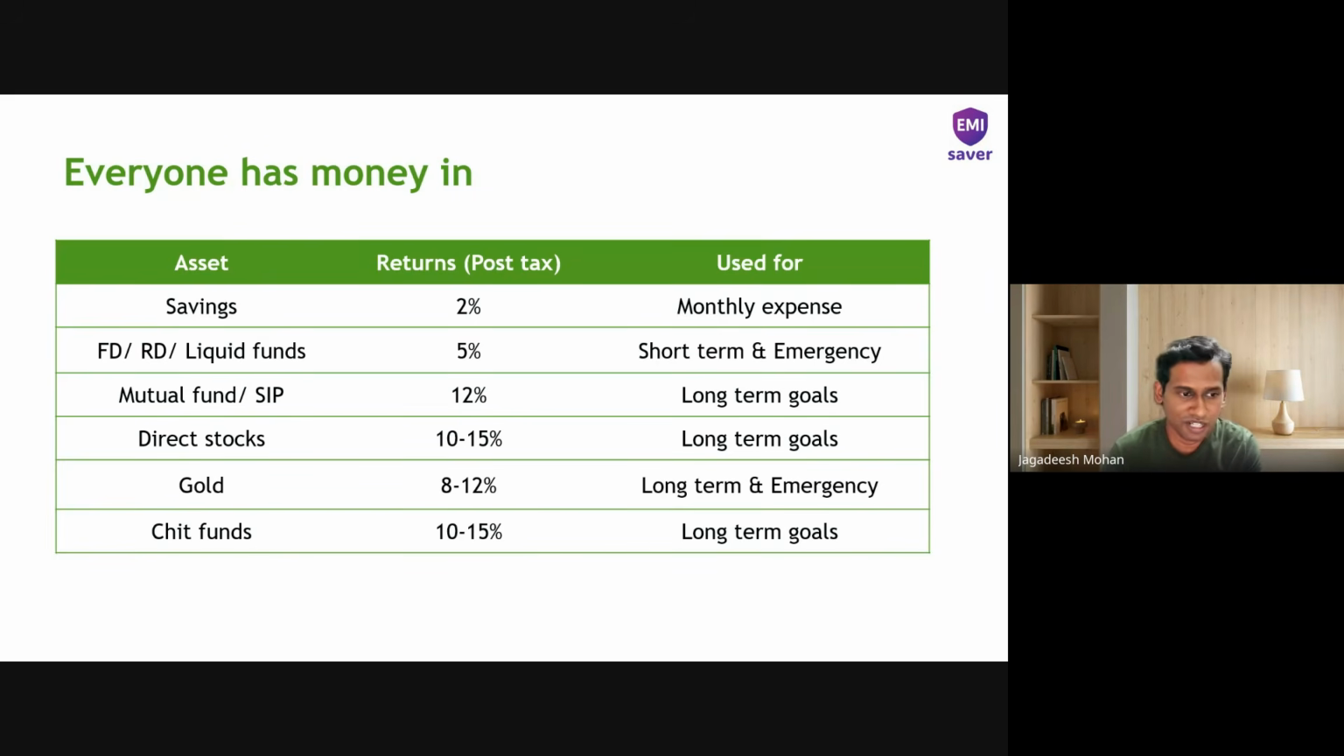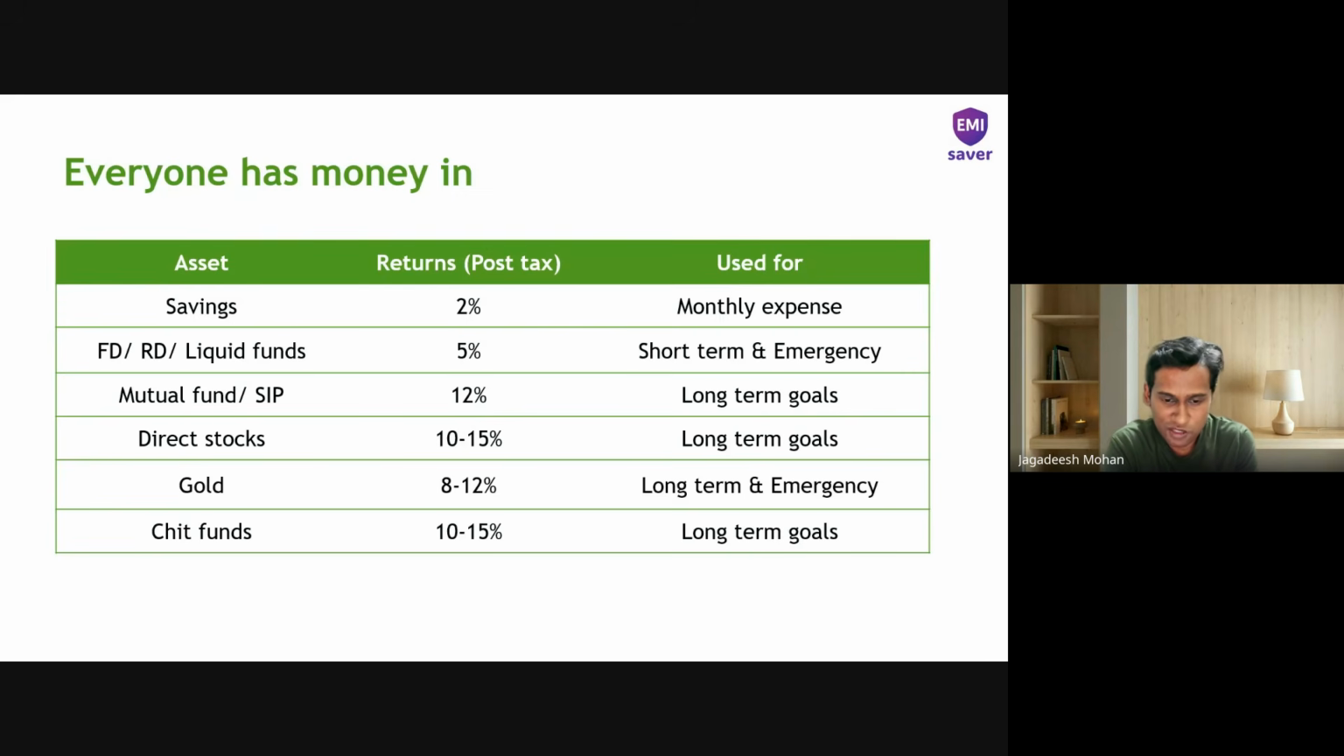You would have money in your FD and RD. Post tax, typically you would make 5%. And in general, a financial planner would recommend to keep short-term and emergency funds here. Similarly, mutual funds can be used for your long-term goals. Direct stocks are much more volatile, but they are also considered as a long-term investment. Some people are comfortable with gold and chit funds. Now, what combination of this works for you is a very personal decision.